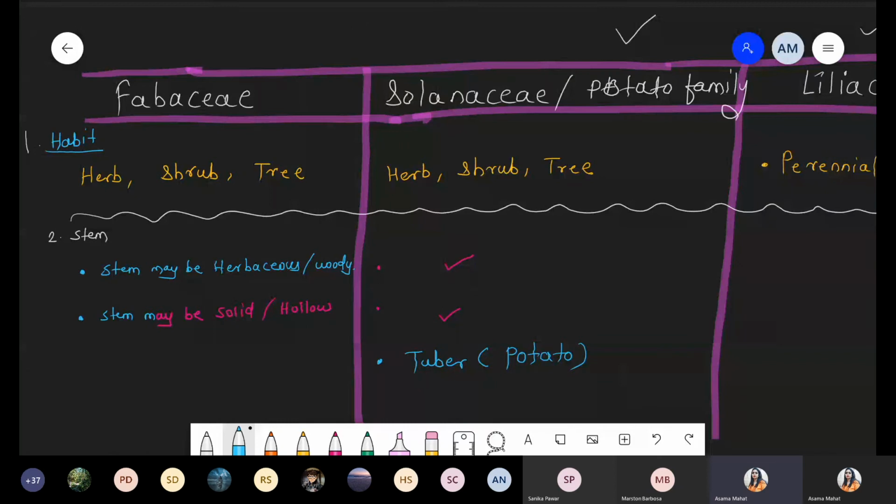Got it, Sanika? Sanika, did you zoom out? Yes, ma'am. This part is done. This part is done. Yes, ma'am.